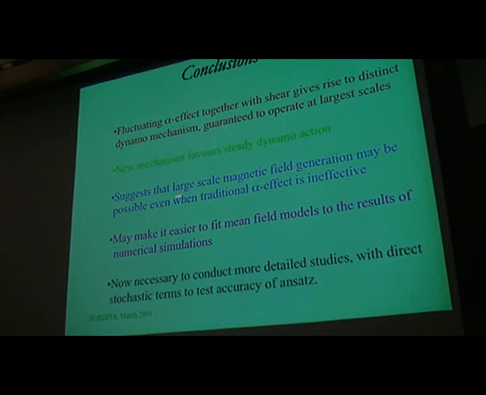Large-scale magnetic field generation may be possible even when the traditional alpha effect is ineffective. Well, I'd like to see real progress on that. David and I were hoping to make progress in this way. Sadly, we can only report that not yet. We haven't quite seen this effect at work yet. If we're trying to do fitting, many of us try and do this. We do numerical simulations and we try to fit the results to an alpha effect formalism. Maybe we should try instead to fit them to models involving the effects of fluctuation, so it gives you a bit more freedom to do that.